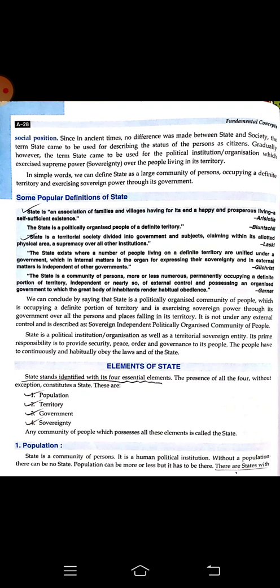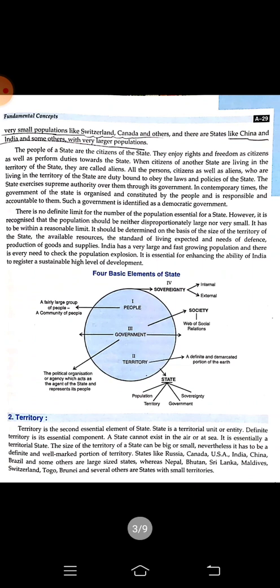So, population. State is a community of persons. It is a human political institution. Without a population, there can be no state. Population can be more or less, but it has to be there. There are states with a very small population like Switzerland, and there are a few states which are overpopulated like China and India. Some other states are also largely populated.